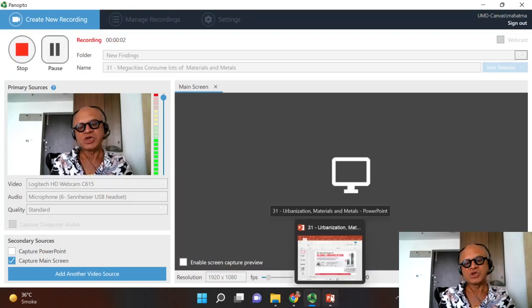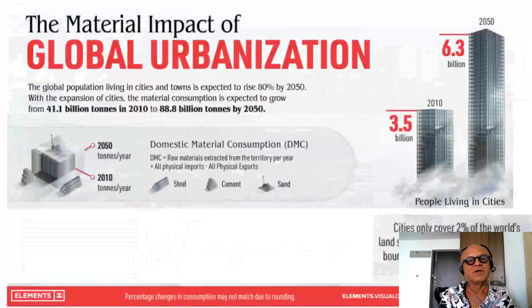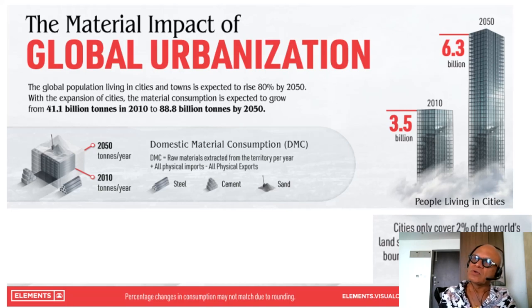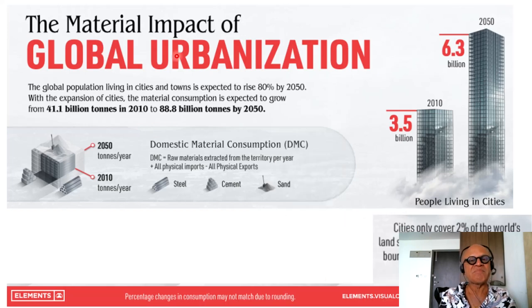So urban climate change is a special issue, and there have been focused efforts, cooperation between cities under the Rockefeller Foundation, 40 resilient cities and so on. But here the focus in this infographic by the Visual Capitalist is on the material impact of global urbanization.